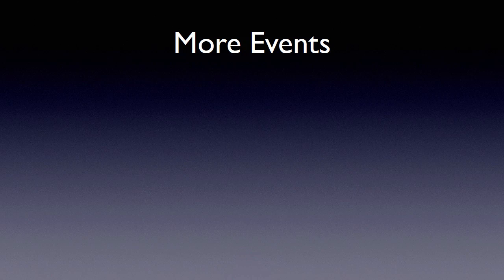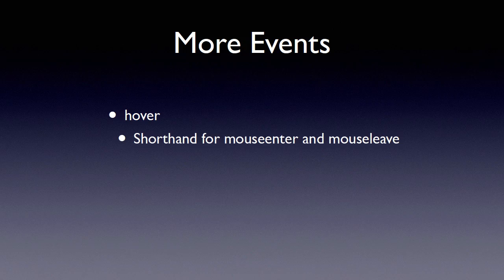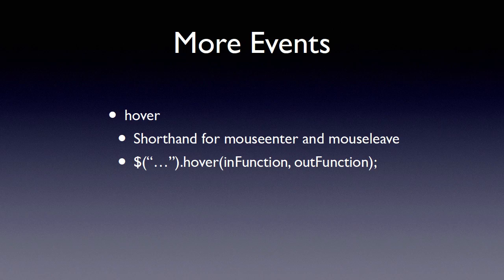So how about some more events just for fun? There is a hover event. Essentially, it's a shorthand for mouse enter and mouse leave. And it looks just like that. I give it a selector, I say dot hover, and then I pass in the function that I want to run when the mouse goes over, and then the function that I want to run when the mouse leaves. Another example is one. As you can probably guess, it listens for an event, but just one time.